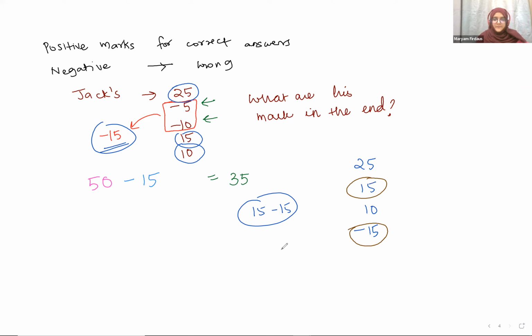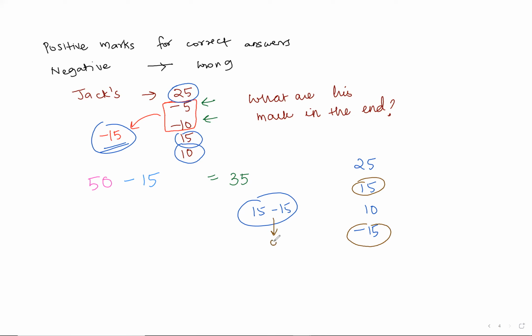Yes, Hiba? No, I can't. Why? Because when you add 15 and 15, you're going to get 30. No, you're not adding 15 and 15. You are adding 15 and minus 15. Just now you told me 15 and minus 15, together, what do they give me?